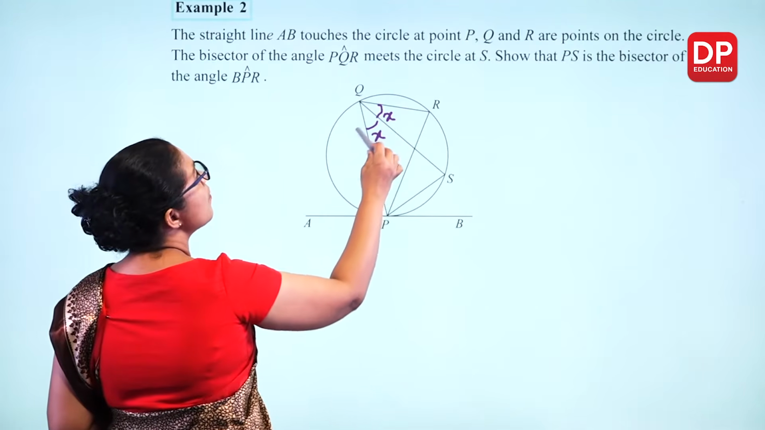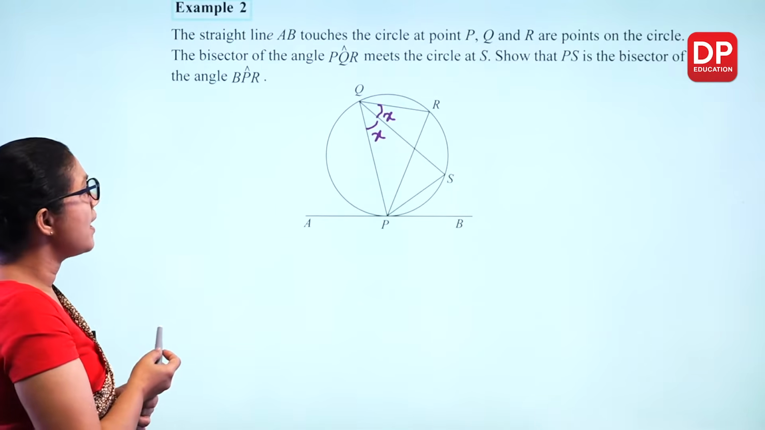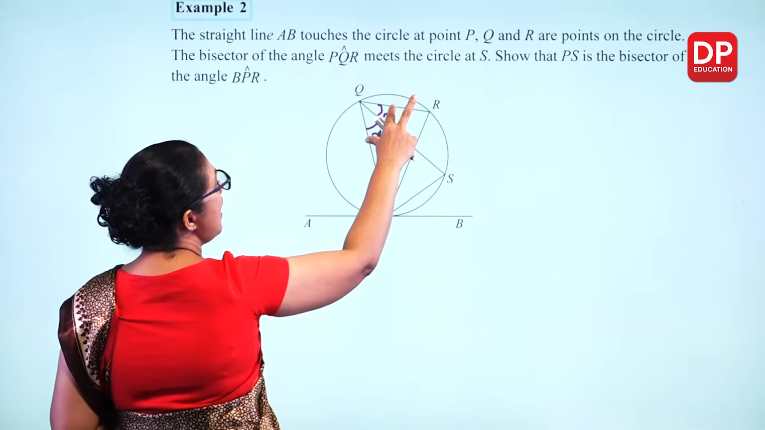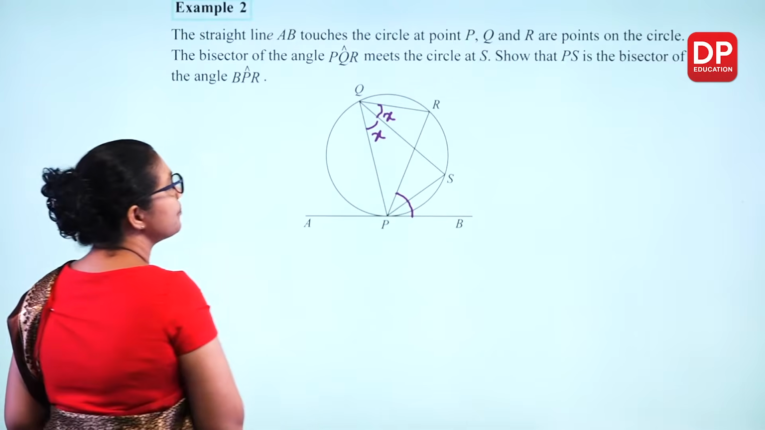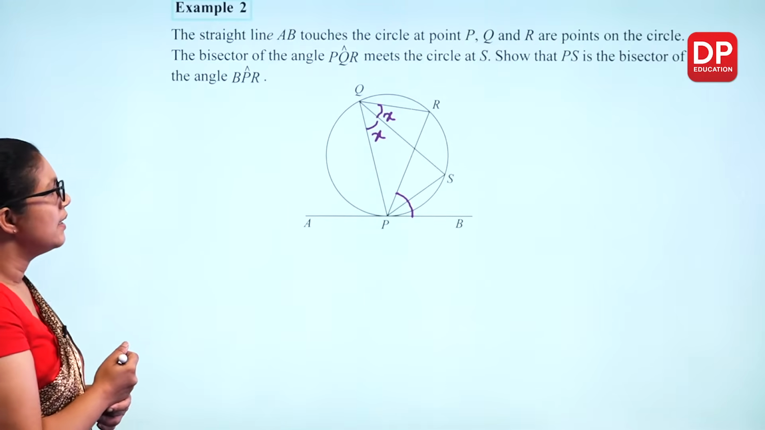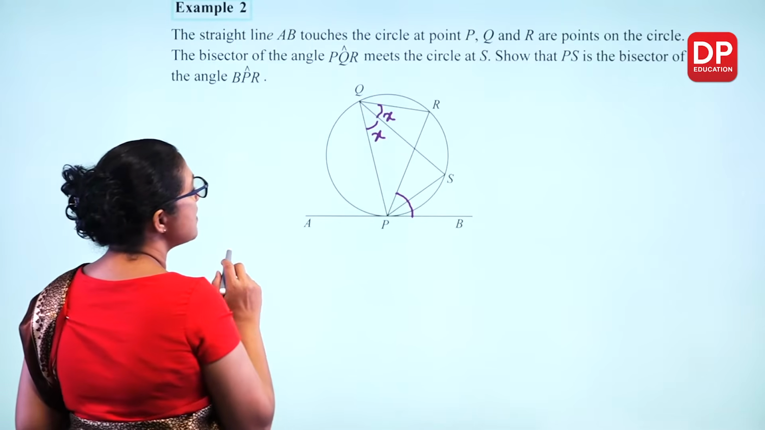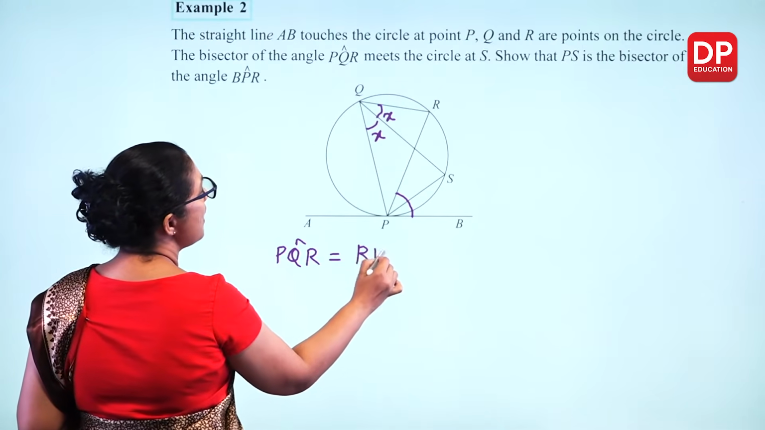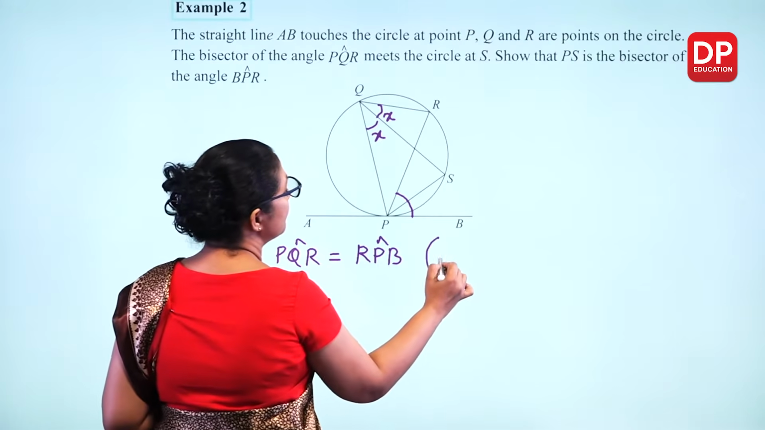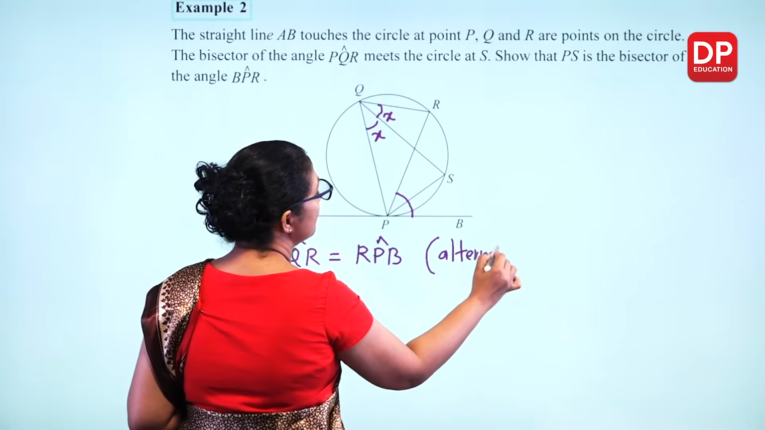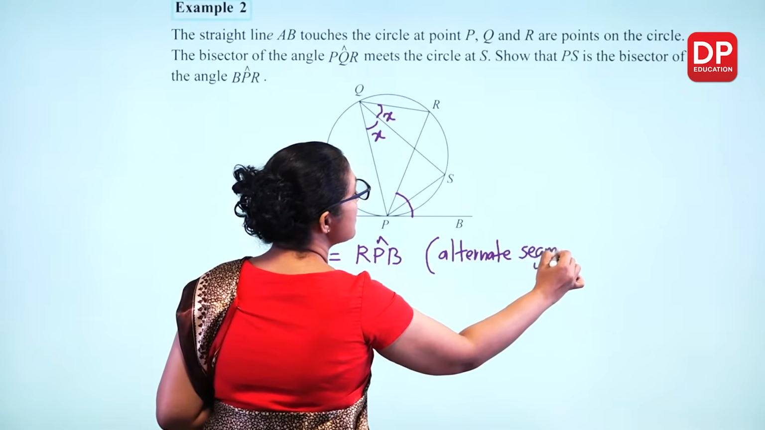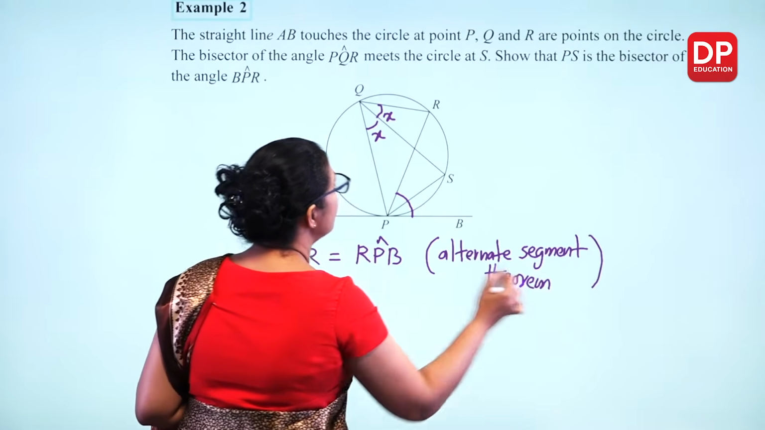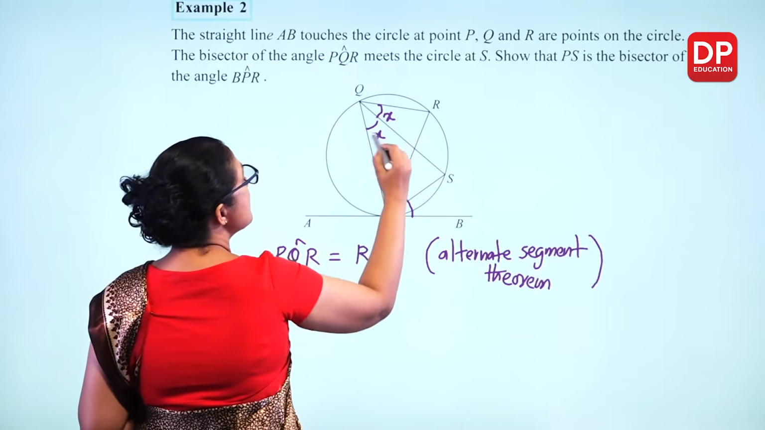If this is equal, bisector, those two are equal, what can we say about this angle and this angle? Both are equal. So we can write down according to the alternate segment theorem, PQR angle is equal to RPB angle. Alternate segment theorem. So this is 2x.